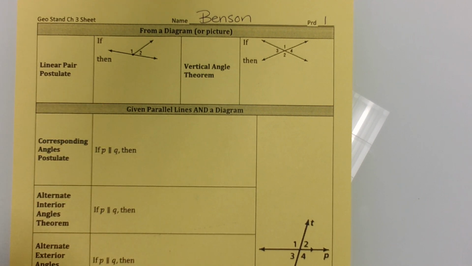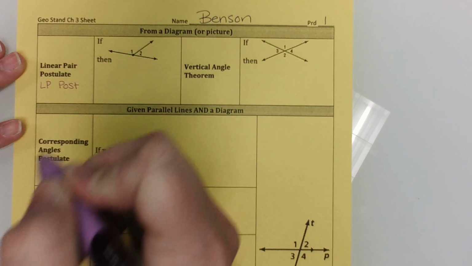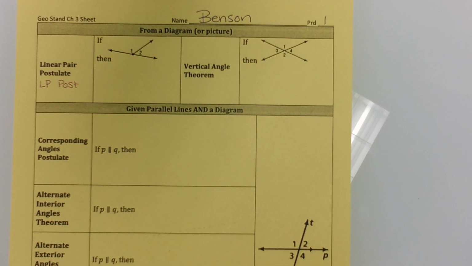Starting with the linear pair postulate, or LP post if it comes up in a proof. Were linear pairs supplementary or congruent? Raise the hands. Who thinks supplementary? Who thinks congruent?